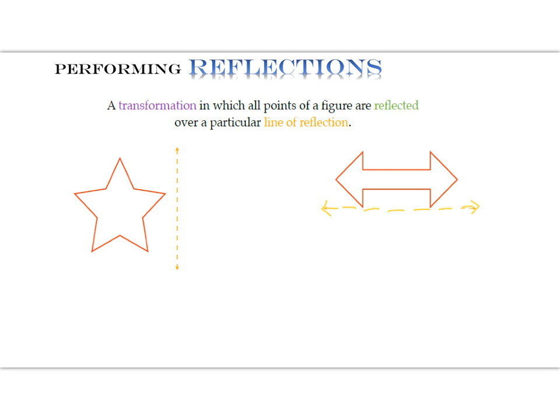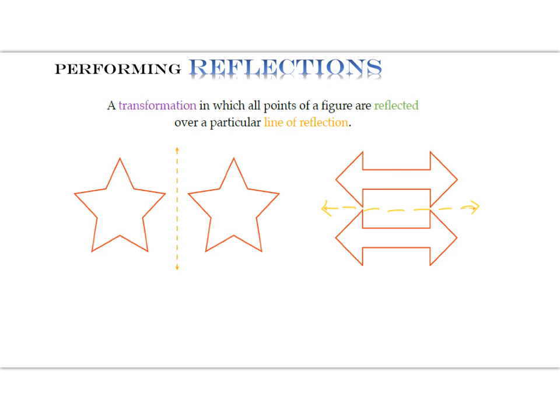All right, let's take a look at performing reflections. It's a transformation in which all points of a figure are reflected over a particular line of reflection. So our lines of reflection are in gold. You can fold along the line to reflect. The main thing that we want to see is that your lines of reflection have equal distance from each vertex. So I can see that this vertex is the same distance on both sides of the reflection. As long as every vertex is the same distance on both sides of the reflection line, you've done your reflection correctly.